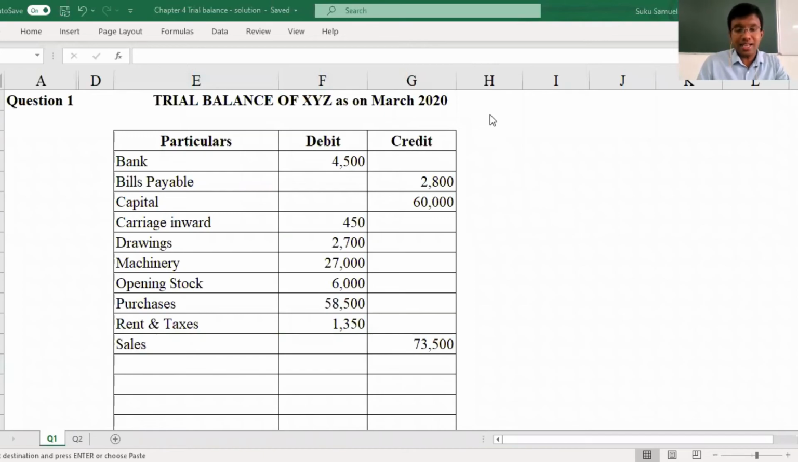Next is sundry creditors. Creditors are people to whom you have to pay money, and creditors is a liability. So that will again fall on the credit side.